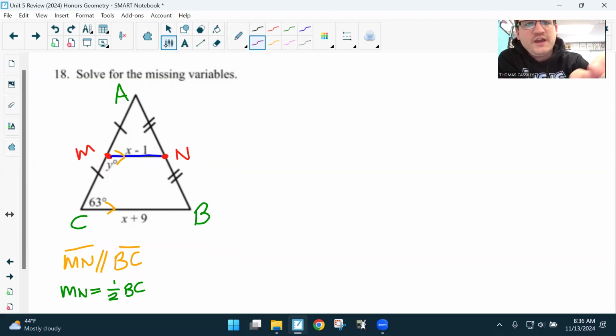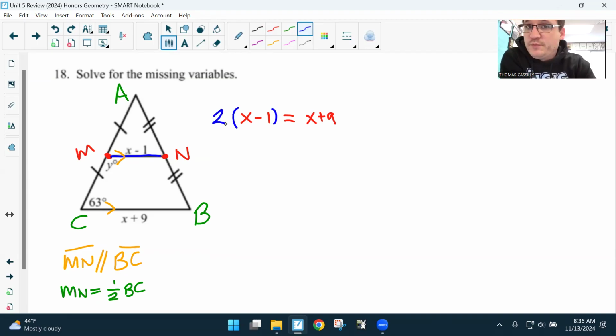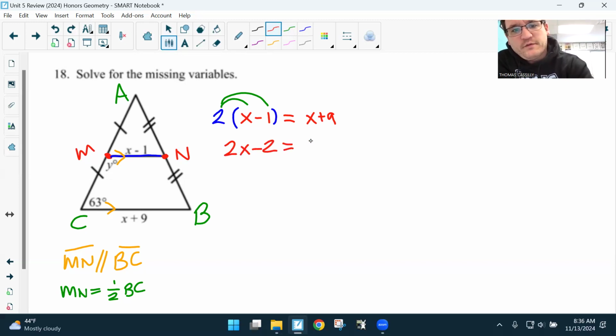So looking at this expression here, if I say x minus 1 equals x plus 9, that would be wrong. We can't set them equal to each other. MN is obviously shorter than BC. So here's what we need to do. I need to take MN and double it, multiply it by 2. And notice how I put the x minus 1 in parentheses. That is important because I need to distribute the 2 to both of those terms. So I get 2x minus 2 equals x plus 9.